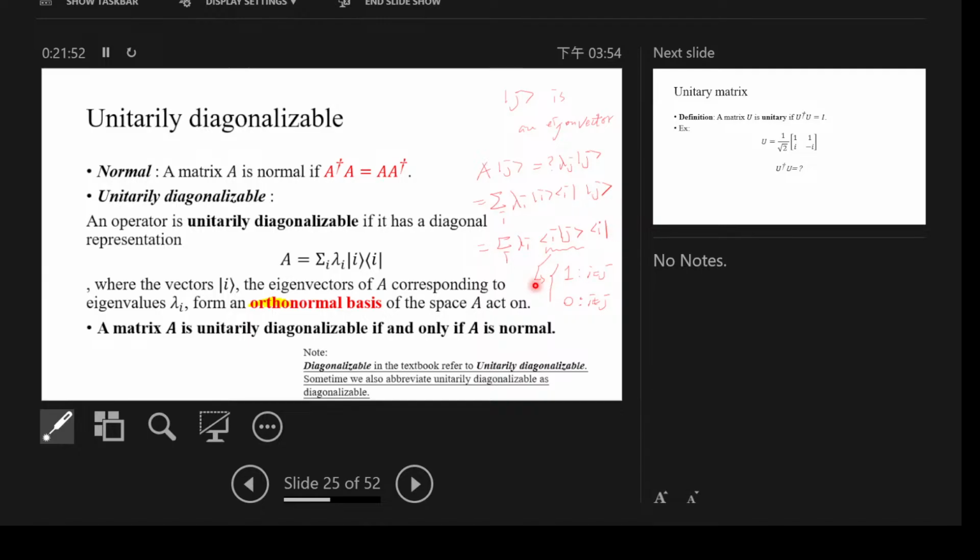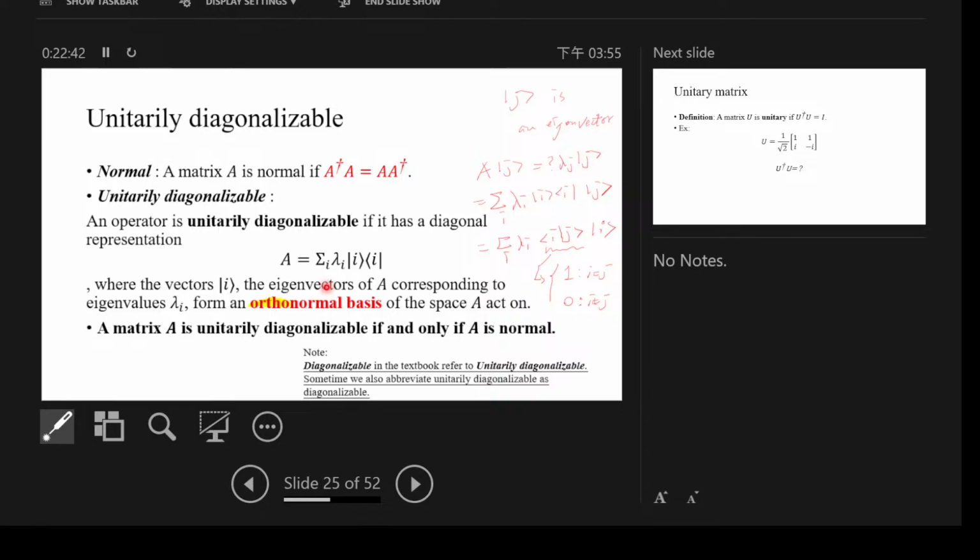The only non-zero term in this summation is when i equals j, and the result is that this term is 1. I'm writing this wrong. This should be this i ket, inherited from here. So we see that because of this inner product, i must equal j. We got this result: lambda i becomes lambda j, and this i becomes j.